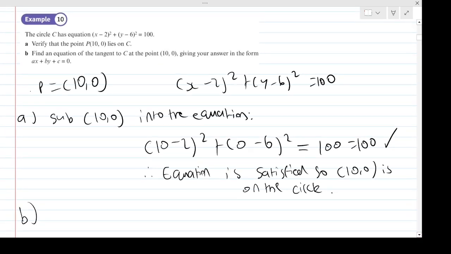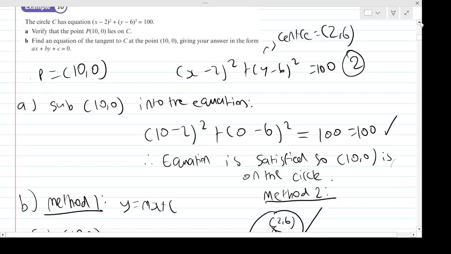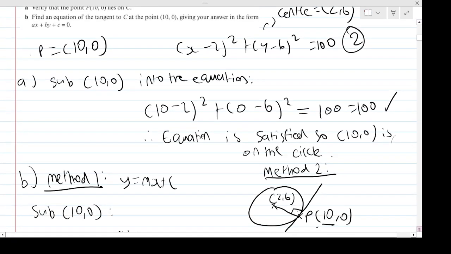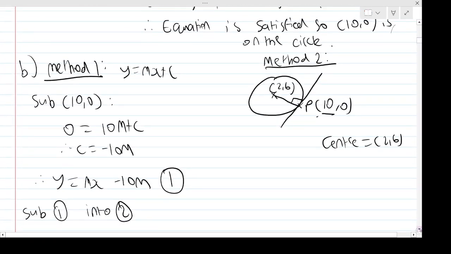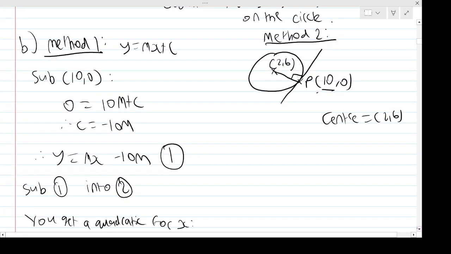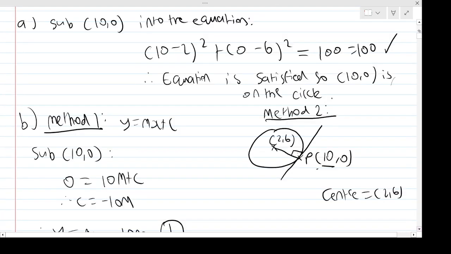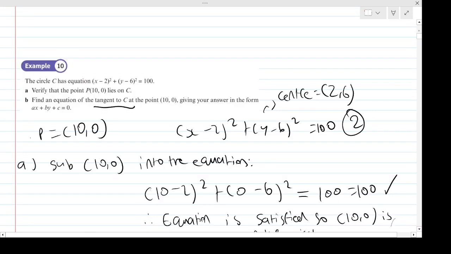It says, find an equation of the tangent to C at the point (10, 0). Give your answer in the form ax + by + c = 0. Now, there are two ways you can do this. Okay, so for part B, I do want to just jump in and interject from editing. You could solve part B, because part B is talking about a tangent intersecting with a circle.